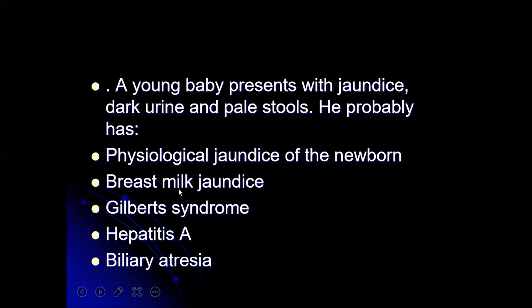So in this, which one has obstructive jaundice? Physiological jaundice of the newborn is because of hepatocytes being immature. Okay? So that is referred to as a hepatic cause. So most of these are hepatic causes. This is the one which is causing obstructive jaundice. Okay, thank you. Is everyone understanding?